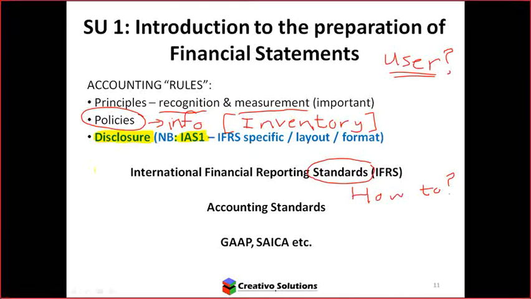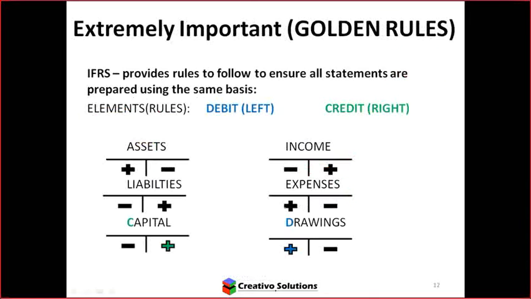Obviously, IFRS we're familiar with, so I've put it here on the slide as well. And the accounting standards are part of the IFRS. You've got different standards for different things. So IAS 1 is just one standard dealing with disclosure. Any questions so far? Nothing. Okay, great. This is important. Do you know how important this is?